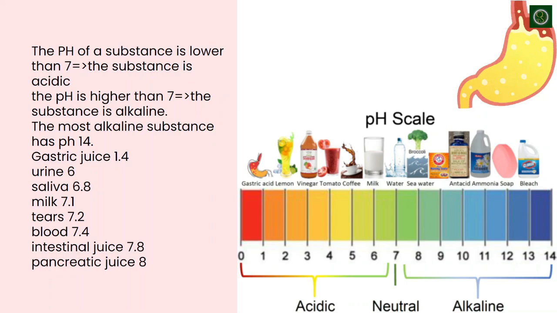When the pH of a substance is lower than 7, it means that the substance is acidic. When the pH is higher than 7, it means that the substance is alkaline. The most alkaline substance has a pH of 14. I've listed here some examples of various solutions and their pH.